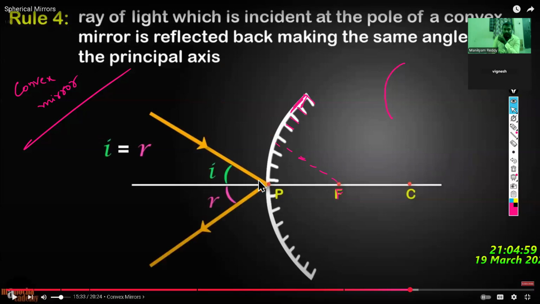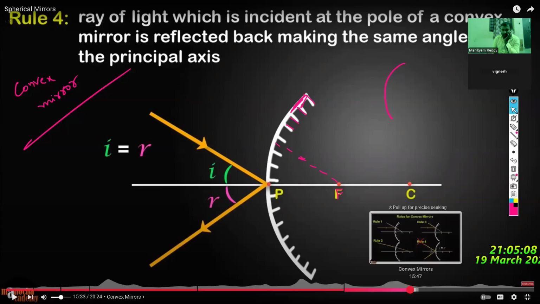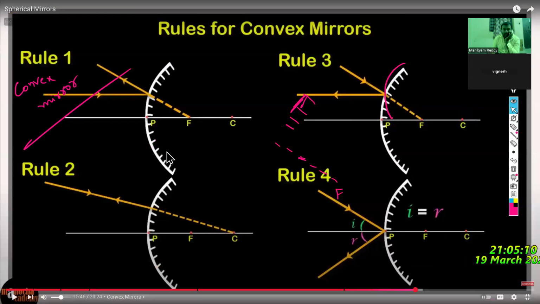Okay, when the ray is incident on the pole, then it is reflecting with the same angle. Here incident angle equal to reflected angle.